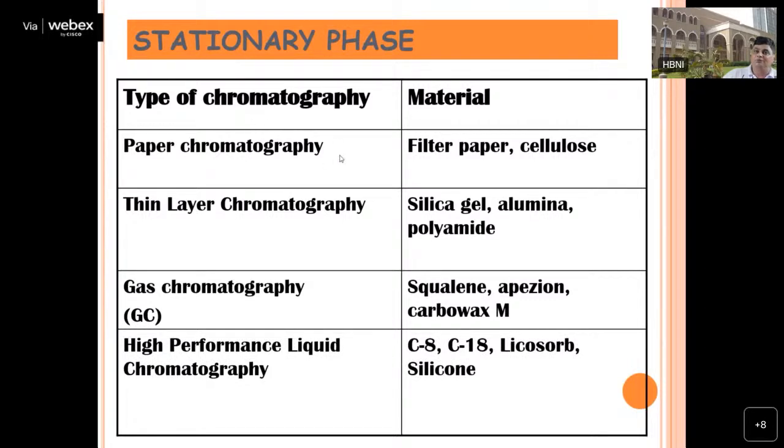In paper chromatography, the stationary phase is a filter paper, that is cellulose. In thin layer chromatography, it can be silica gel, alumina, or polyamides. Whereas in gas chromatography, the stationary phase is cyclin, apiezon, or Carbovex M. And in high pressure liquid chromatography, it can be C8 or C18 columns, or Lichrosorb or silicas.